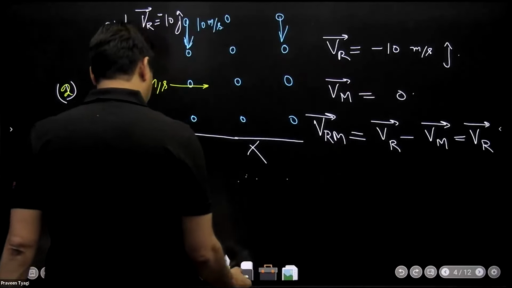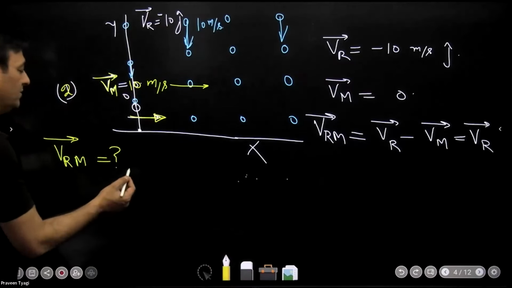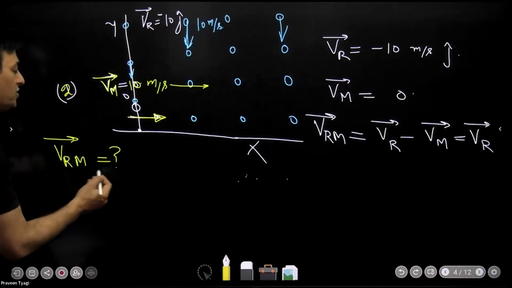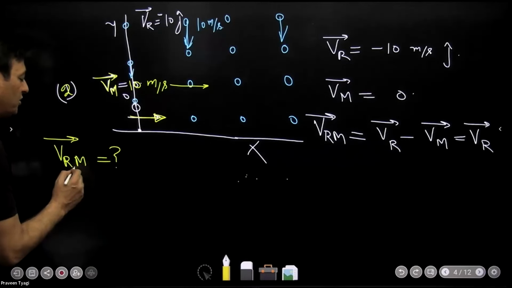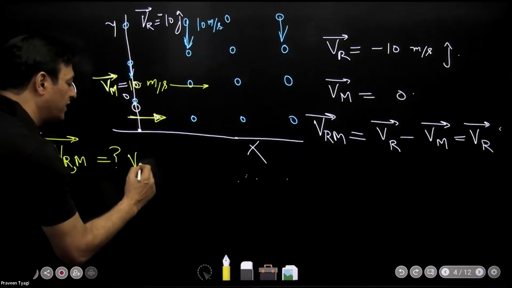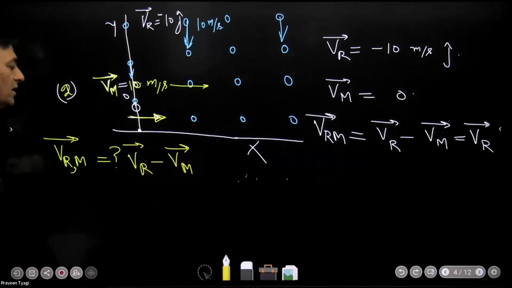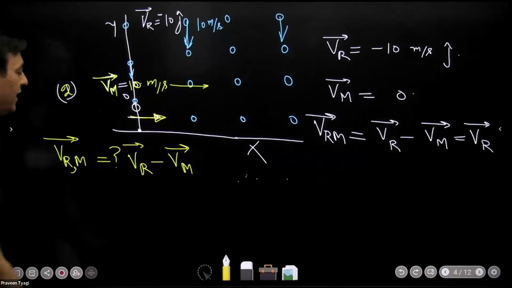See this. If I find VRM, I told you this whole chapter, relative velocity, will be about this equation only. Velocity of raindrops as observed by the man will be equal to velocity of raindrops minus velocity of man. Simple. Just put it in the form of i cap, j cap.